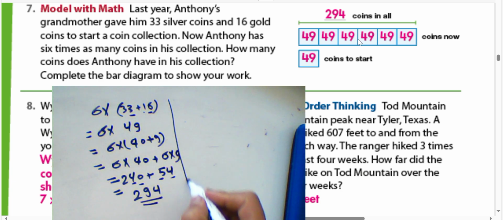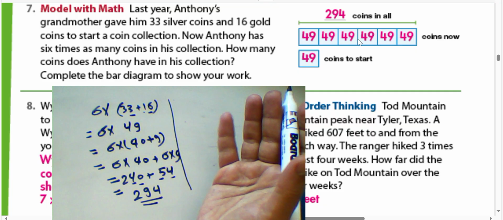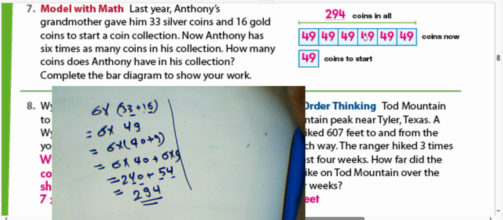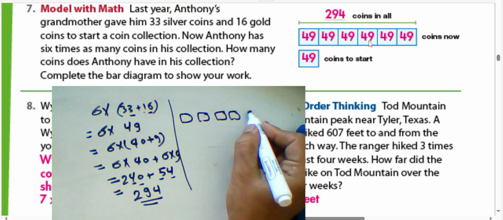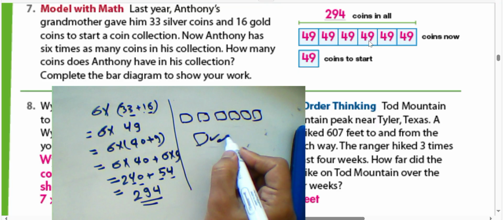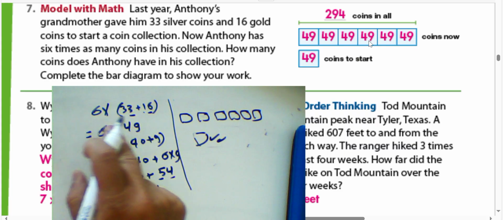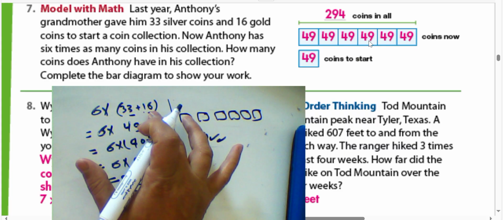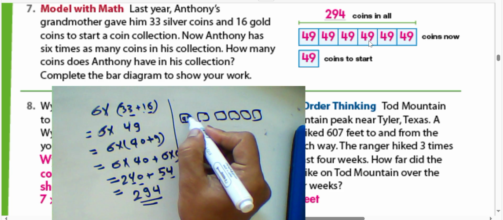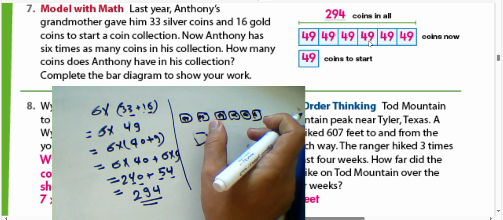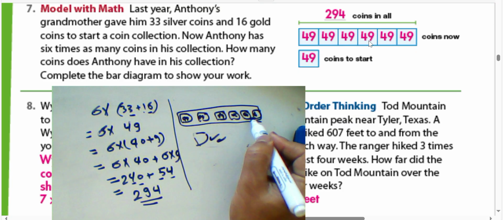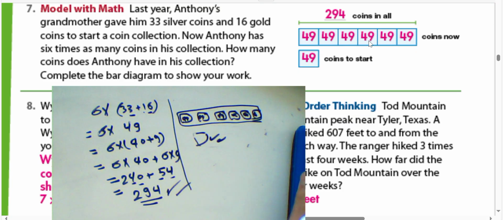You can also use another method. Here we draw how many parts we have. 1, 2, 3, 4, 5, 6. Six parts here, you can divide it. This here is the value. We can write 33 plus 16 equals 49. Write 49 in each one of them, and then you can find the total number. It will be 6 times 49. The result will be 294.